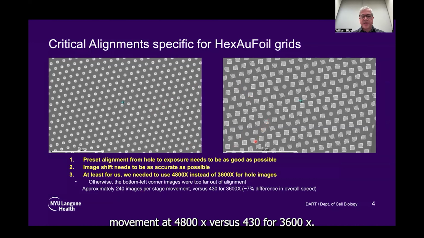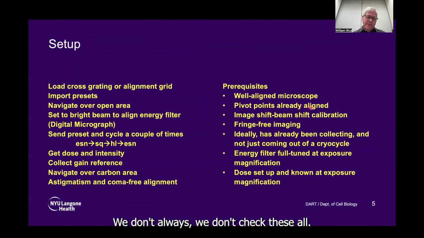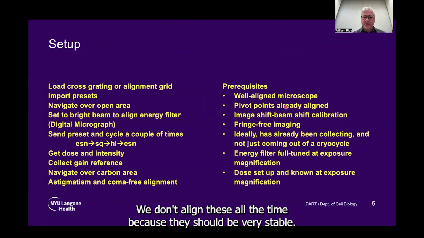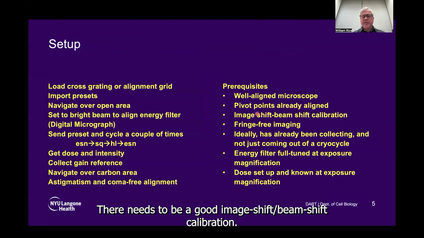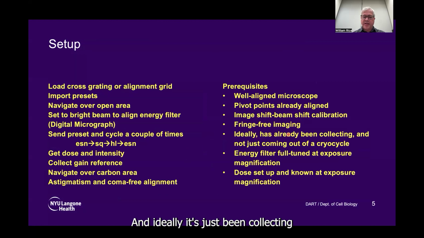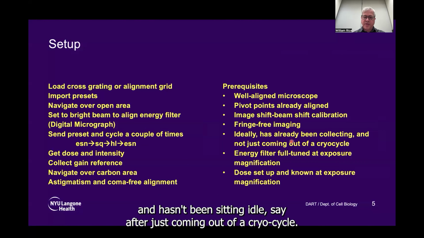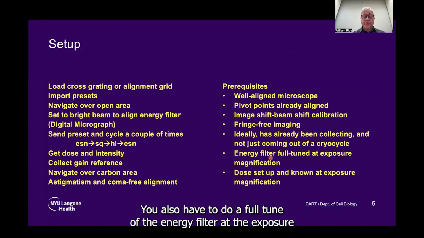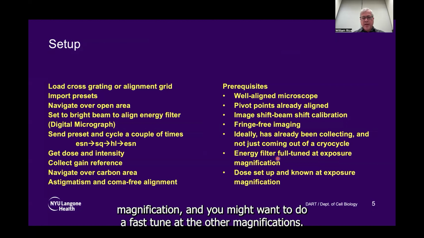So for initial setup, I'm assuming that all the prerequisites are met, which basically means a well-aligned microscope, where pivot points are already aligned. We don't align these all the time because they should be very stable. There needs to be a good image shift and beam shift calibration. You should be set up for fringe-free imaging, and ideally it's just been collecting and hasn't been sitting idle, say, after just coming out of a cryo cycle. You also have to do a full tune of the energy filter at the exposure magnification, and you might want to do a fast tune at the other magnifications.